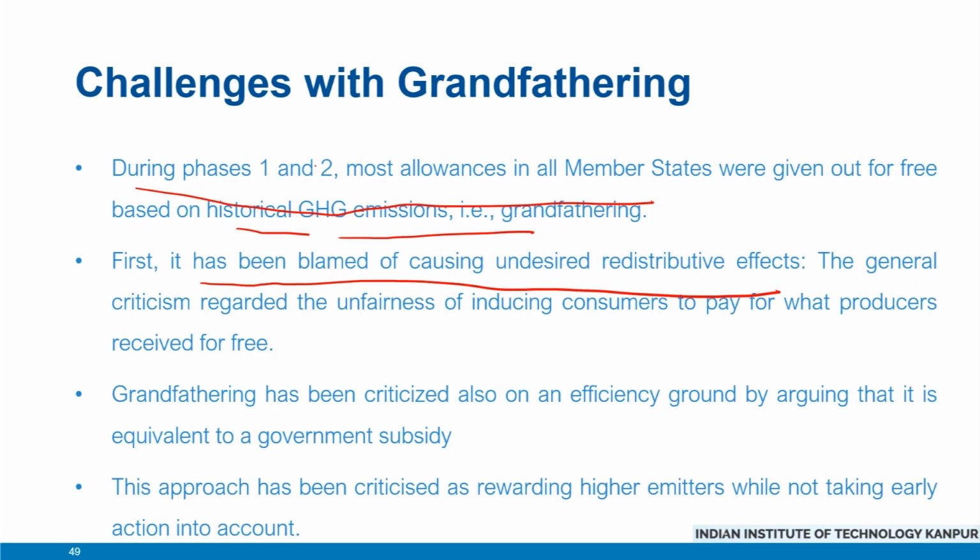So the general criticism was the unfairness of the policy, that it induced consumers of electricity to pay, because of that increase in electricity prices, what producers already received for free in the form of allowances from this grandfathering approach, the allowances that were given out for free to the installations. So in that sense, if this grandfathering approach is continued in the long term, it reduces the incentives to abate, and that is why we are saying it should be a transitionary measure.